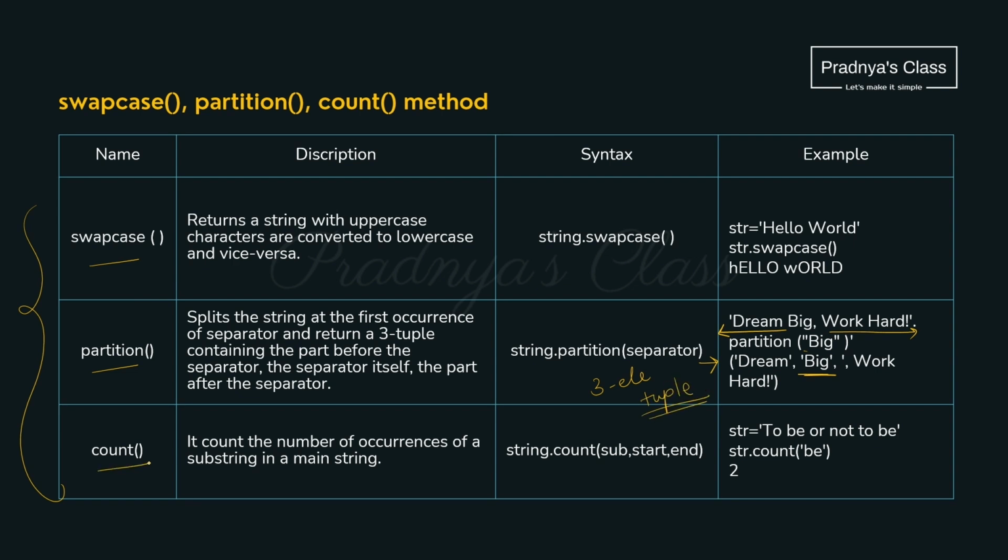This is also an important method, count. It counts the number of occurrences of a substring in a main string. Means you can count how many times that string appears in the main string. Look at this example. B is 2 times in the string.